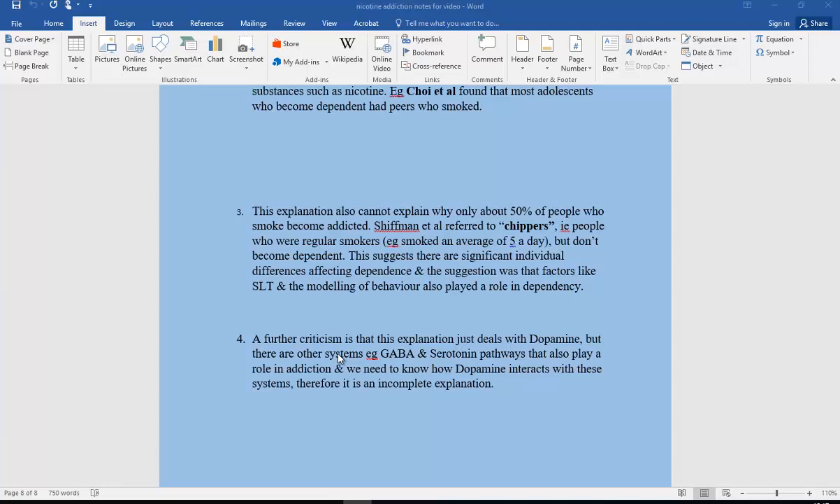And the final criticism is this explanation just deals with dopamine. But there are other systems like GABA and serotonin pathways that also play a really big role in addiction, and we need to know how dopamine interacts with these. So at present, it's seen as an incomplete explanation, or rather there is a criticism that it is not fully complete.